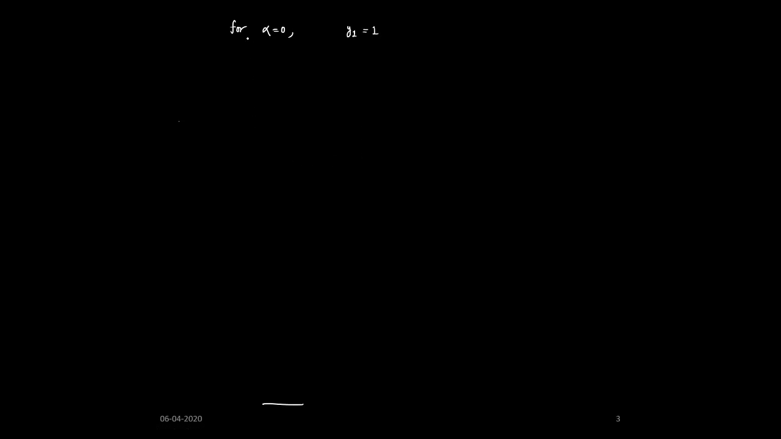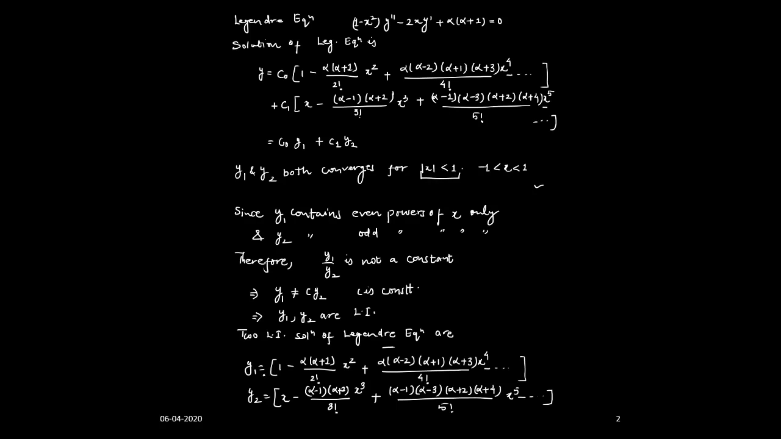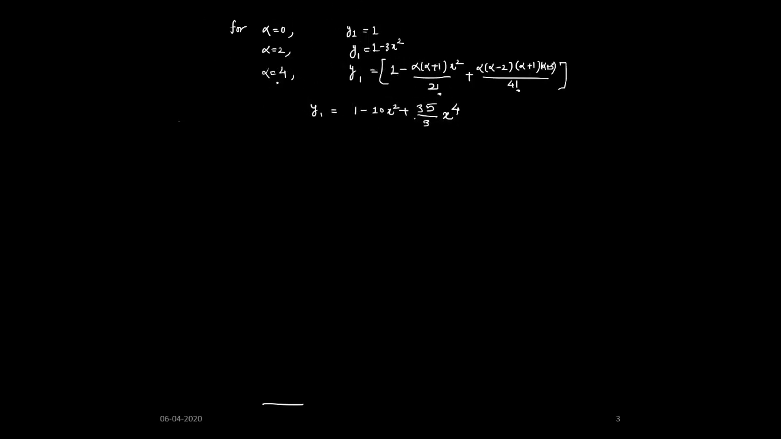If you put alpha equals 0 in y1, then y1 will be 1. You can check that: this is our y1, and if you put alpha equals 0, then this term will become 0 and the rest of the terms will also become 0. So we get y1 equals 1 only. Similarly, if you put alpha equals 2, we get y1 as 1 minus 3x square. And if you put alpha equals 4, y1 will be 1 minus 10x square plus 35 by 3 x raised to power 4.